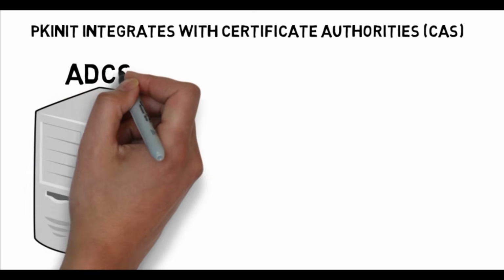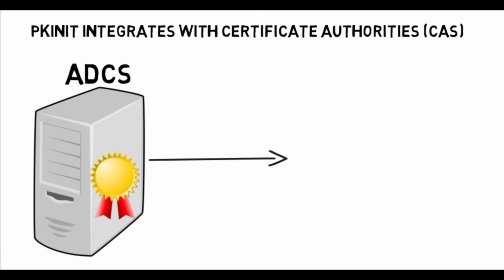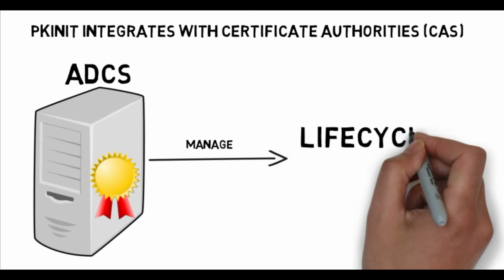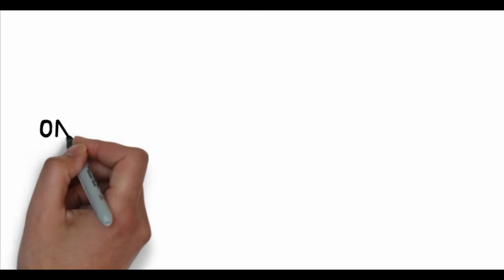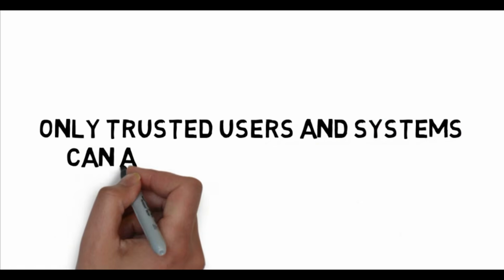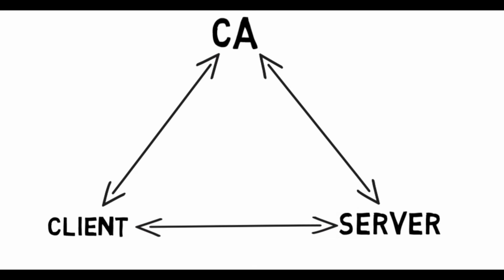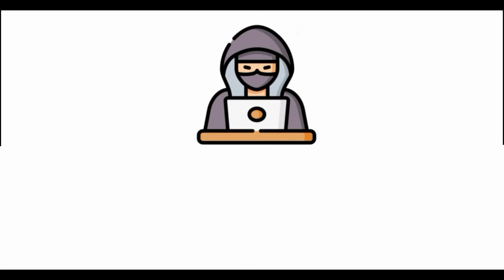Organizations using Active Directory Certificate Services, ADCS, can manage the life cycle of certificates, ensuring that only trusted users and systems can authenticate to the KDC. As we said before, PKI proves the identity of the client and the server. The use of CA-issued certificates ensures that the KDC trusts the client and vice versa, reducing the chance of unknown devices or users accessing the network.